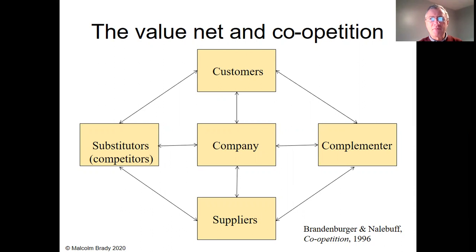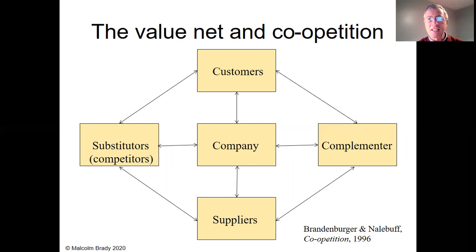Substitutors then cover Porter's substitute phrase, as in any products or firms that could substitute for your own company's products, but also your competitors. Porter doesn't include competitors under substitutes. But here we're including competitors. So who are your specific competitors within the industry? We looked at strategic groups already, and in a sense, they could be competitors for your firm. You may have already identified them in that technique.